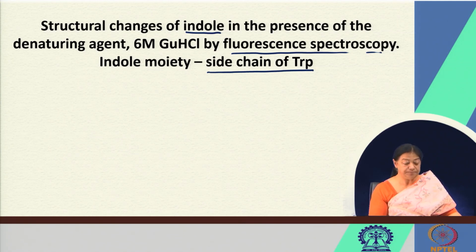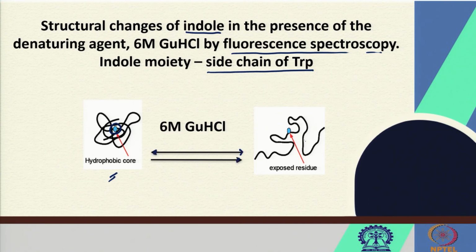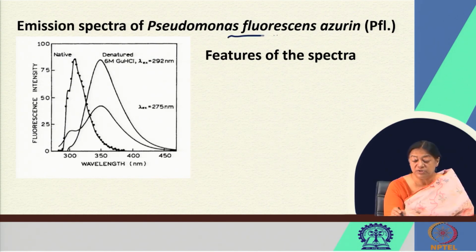Tryptophan gives a high fluorescence emission as well. So, if this particular tryptophan, shown in a blue sphere here, is present in the hydrophobic core of the protein, as we add the guanidine hydrochloride, the arrow should be in this direction, we have an unfolding, and due to that unfolding it gets exposed. Now, as it gets exposed, what is going to happen? The signal is going to change, or there is going to be some emission of the specific indole moiety, and this is the emission spectra of this particular protein, azurin.